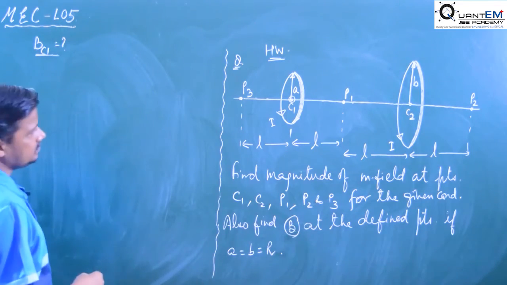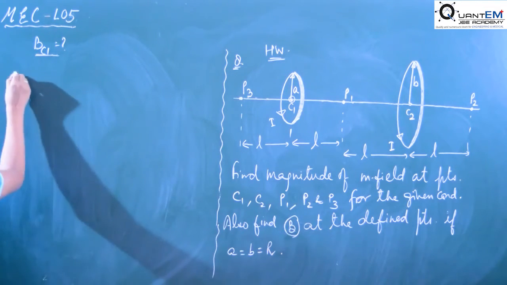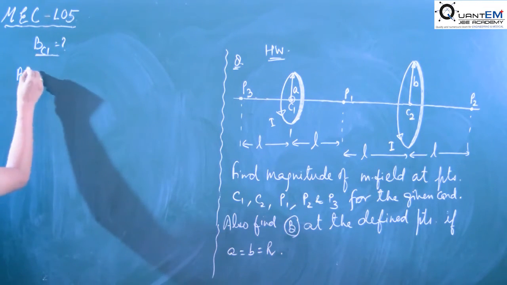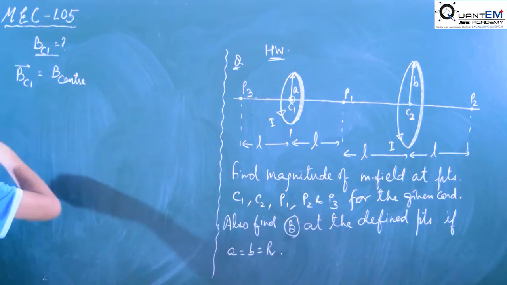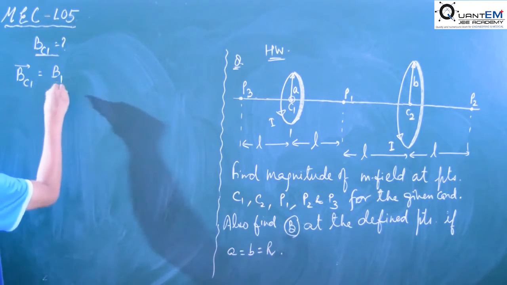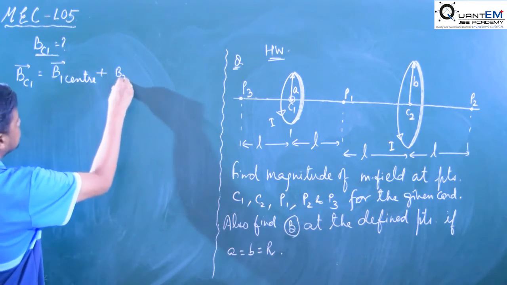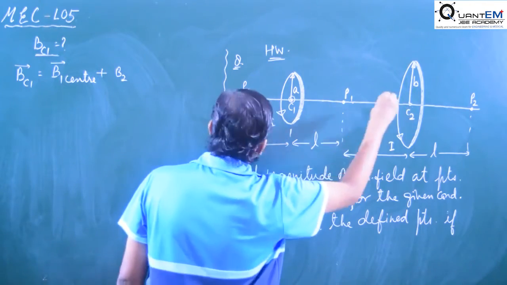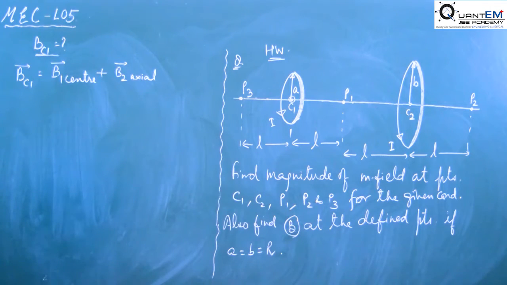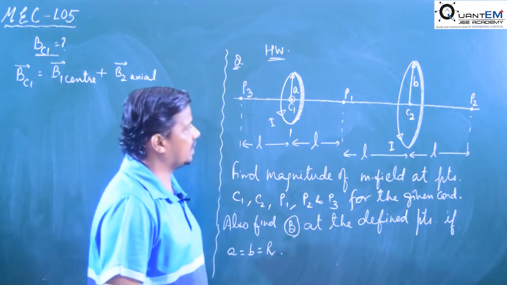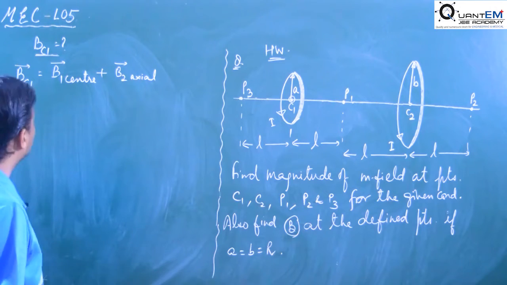Now see, it is the center of the first ring, say B at C1, plus C1 is the axial point of the second ring, B2 axial. In the vector form you have to take. If directions are different, opposite, then you have to subtract the vectors. If in the same direction, then you have to add, otherwise use the vector law of addition.